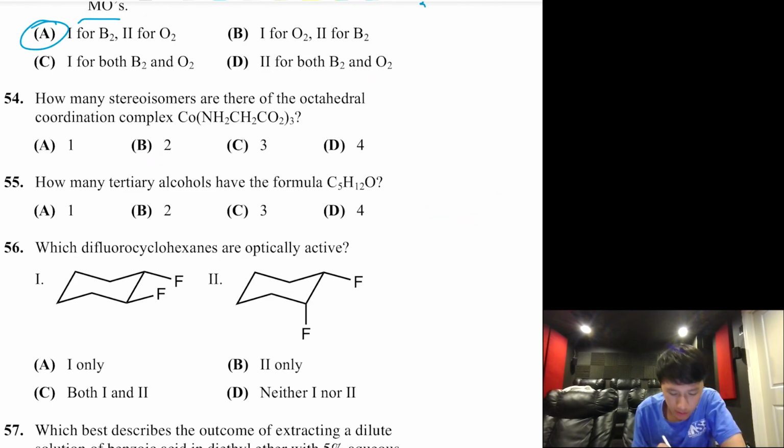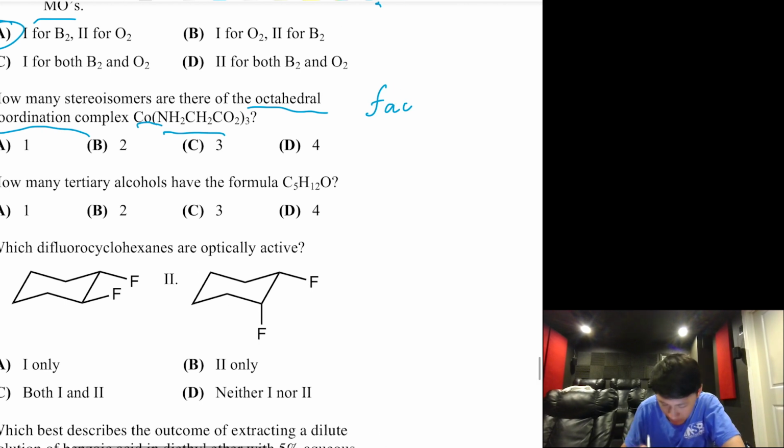Question 54. How many stereoisomers are there of the octahedral coordination complex, cobalt, and then this bidentate ligand? So this is really a question about facial and meridional isomerism, also known as fac-mer isomerism.